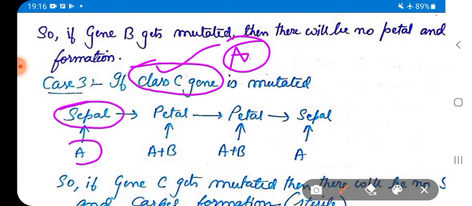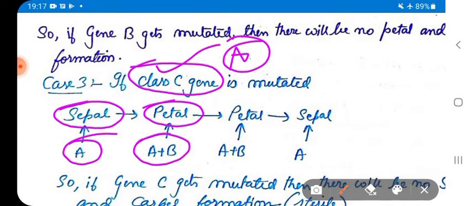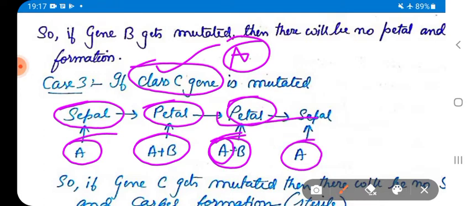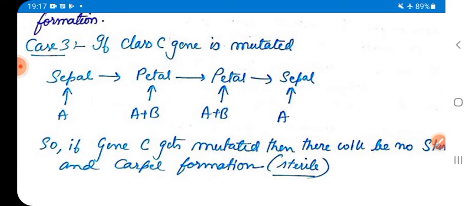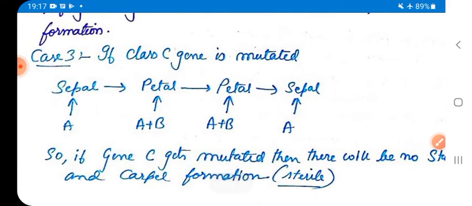First whorl is sepal, because A is normal. Second whorl petal, A interacts with B. The third whorl, where B used to interact with C, but C is mutated, so in that place class A gene comes, again petal formation occurs, and the fourth whorl, in place of C, as C is mutated, A gene is activated now. It took the place of class C gene and forms sepal again. So there will be no formation of stamen or carpel. So entirely in this case, only the accessory part of the flower develops. The main part of the flower, which is needed, the carpels and stamens, are not formed.